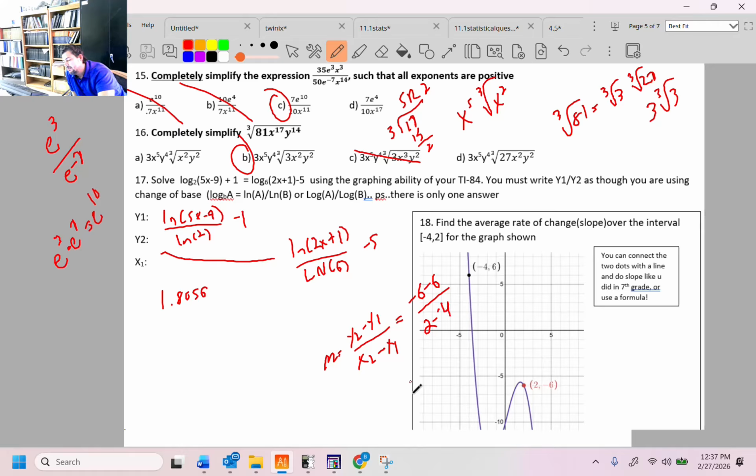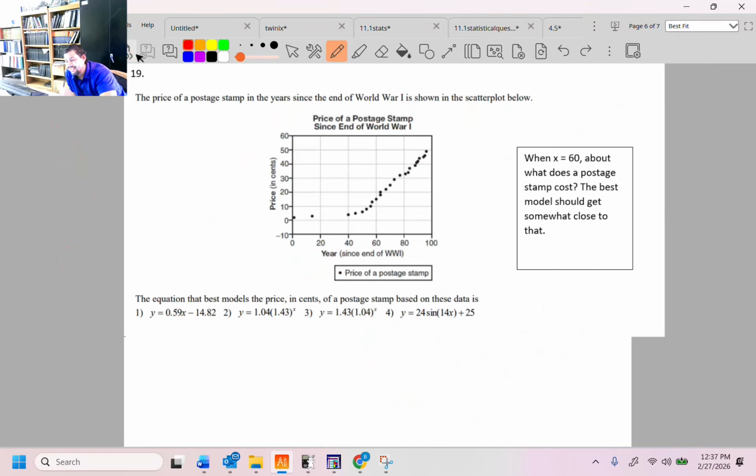I had a kid tell me 2 minus -4 was 8. That's because you're doing stuff in a calculator. You accidentally hit the times key. It's 6. -6 minus 6 is -12. -12 over 6, -2 all day long.